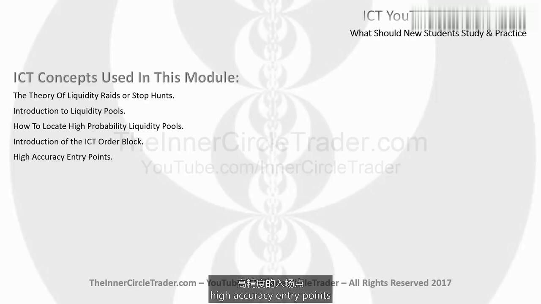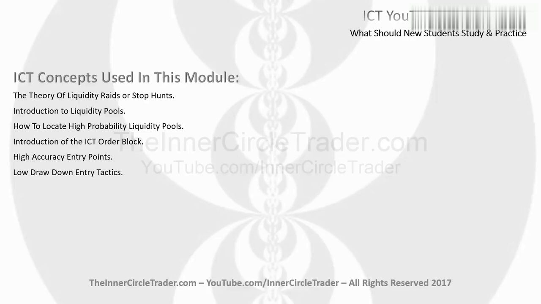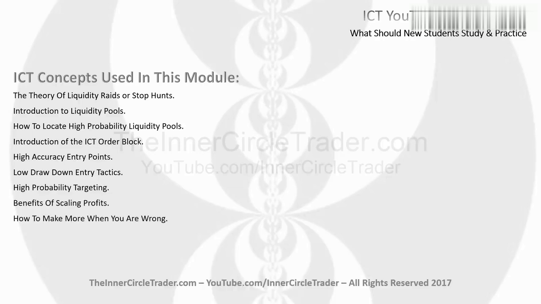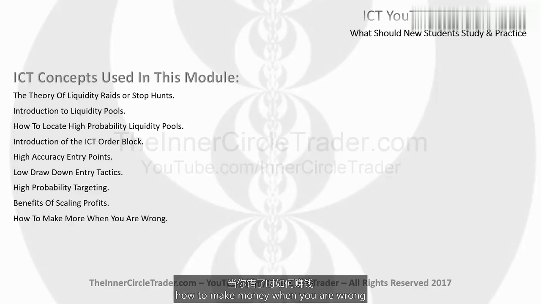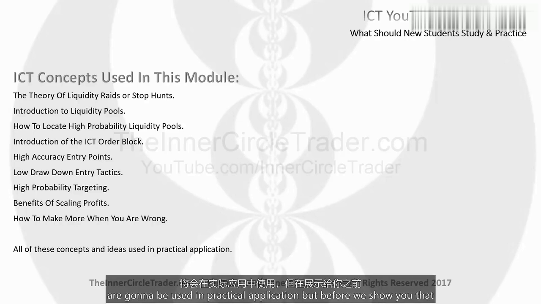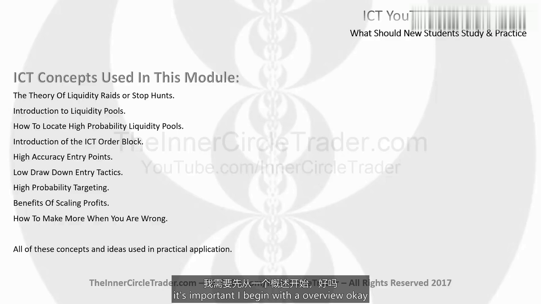high accuracy entry points, low drawdown entry tactics, high probability targeting, the benefits of scaling profits, and how to make money when you are wrong. All these concepts and ideas are going to be used in practical application, but before we show you that, it's important that I begin with an overview.